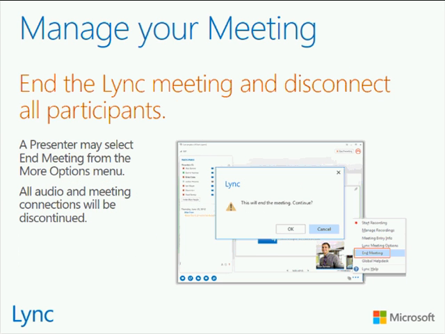One of the other things you'll find in that More Options menu is the ability to end the meeting. I think of this as the I'm-the-last-one-out-of-the-room command. What happens when you select this is the meeting will end and everyone who's in the meeting will be disconnected. That way you know that once you've exited, you've ended the meeting, and no one else will be in there after you've left.